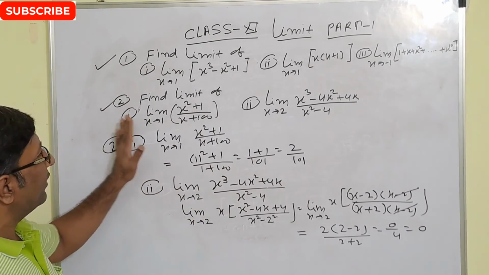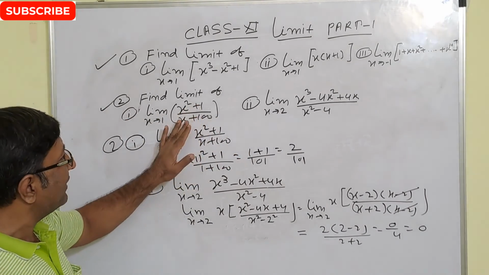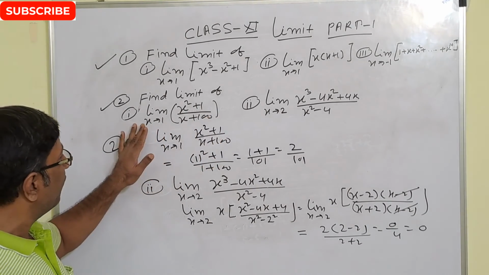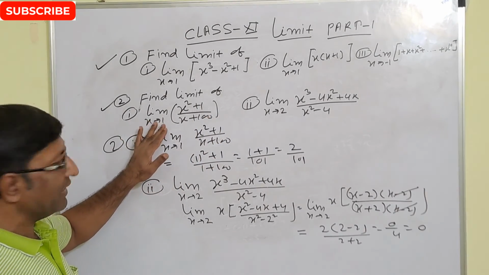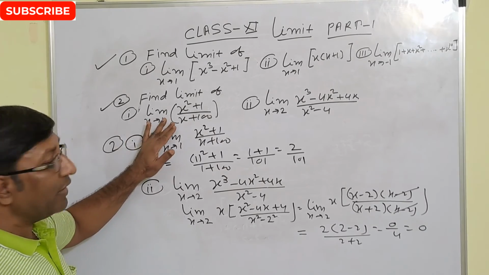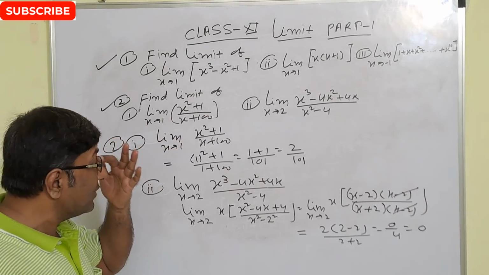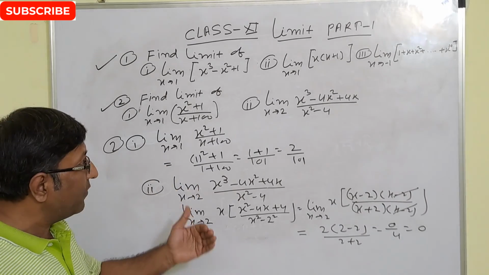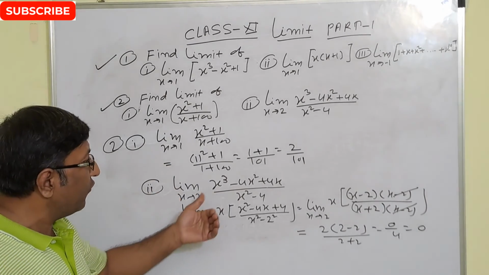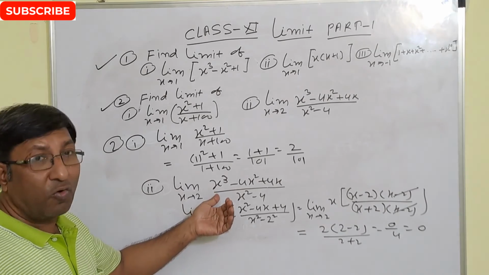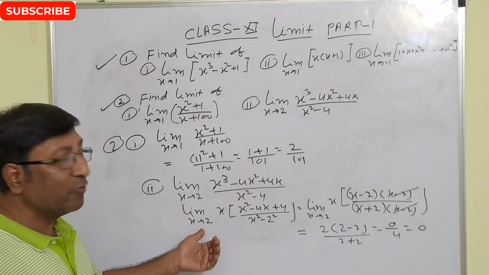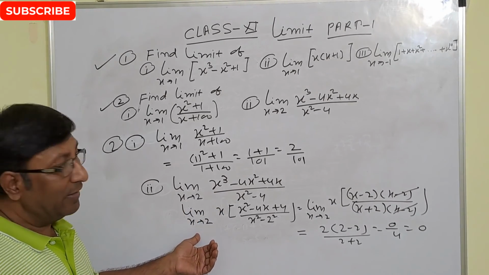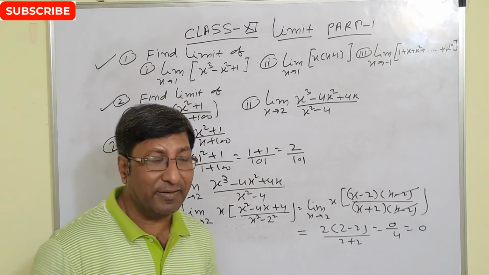So in type number 2 questions, we see that these are in a fraction. Put the value of what is given, that is x tends to 1, and find out. If it is not 0 by 0 form, then it is okay. If the form is 0 by 0, then go for factor and cancel the common factor, and then again put the value that is given. Then you will get the correct answer.